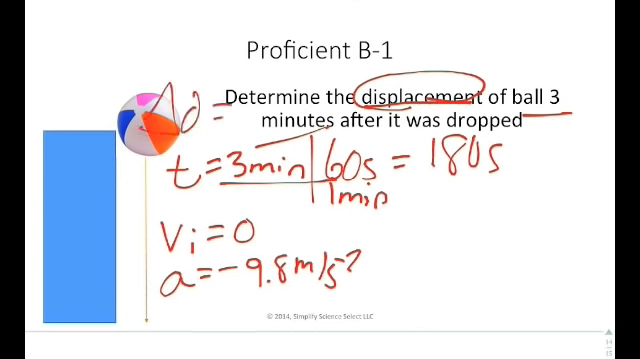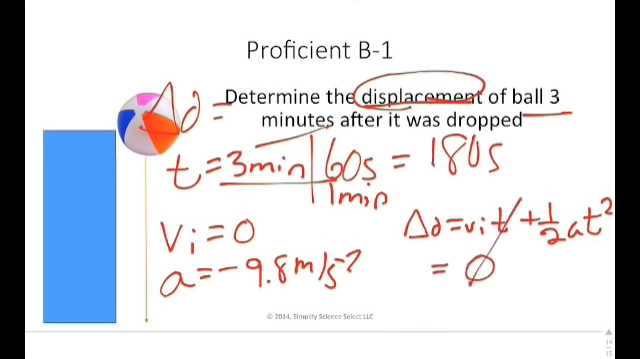So the equation that I've had that related these variables together was delta D equals VIT plus 1/2 AT squared. Now in this case, the initial velocity is 0, so this entire term is going to cancel out. 0 times t, or 0 times 180, is still 0. Now plus 1 half negative 9.8 times 180 squared.